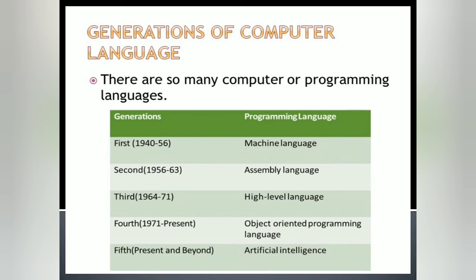Okay, so here we can see that computer language has so many types. We can divide or categorize them into different generations of language. The generations are divided into 5. First generation is called machine language. Second generation is called assembly language. Third generation is called high level language. Fourth generation is called object oriented programming language. Fifth generation is known as artificial intelligence.